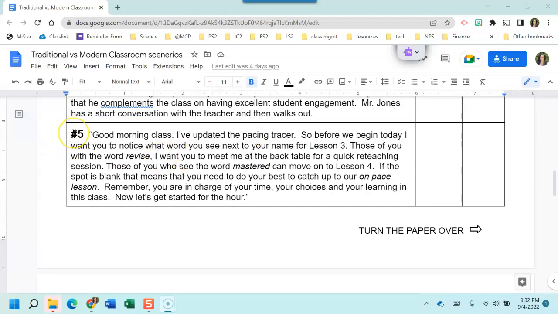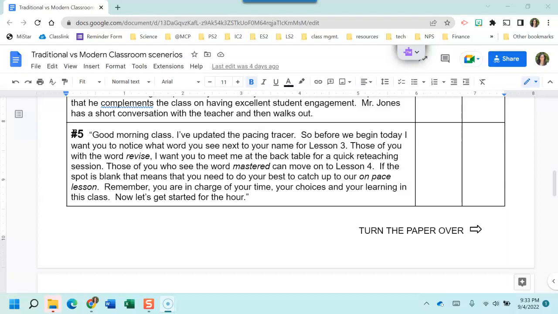Number 5. Good morning, class. I've updated the pacing tracker. So before we begin today, I want you to notice what word you see next to your name for lesson 3. Those of you with the word revise, I want you to meet me at the back table for a quick reteaching session. Those of you that see the word mastered, you can move on to lesson 4. If the spot is blank next to your name, it means you need to do your best to catch up and to be on pace for this lesson.